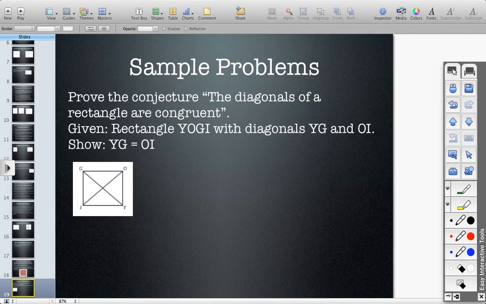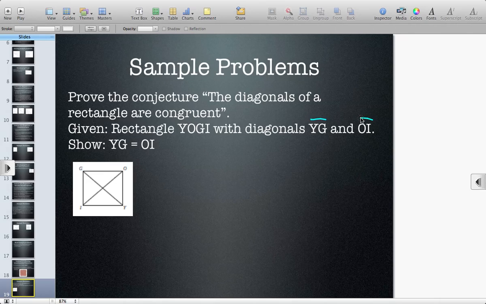This proof asks us to prove the conjecture: the diagonals of a rectangle are congruent. So we know this conjecture was given to us in lesson 5.6, and now we want to prove it. So we're given rectangle YOGI, with diagonals YG and OI. These really should have symbols above them. And we want to prove that YG is congruent to OI. So let's take a look at how we could do that.